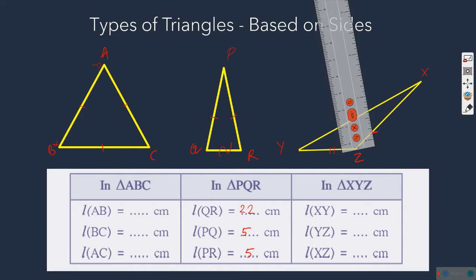So these are different types of triangle, because here all three sides are equal. Correct? When it comes here, two sides are equal.